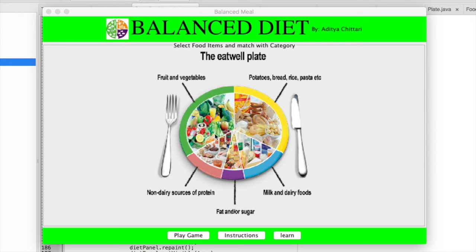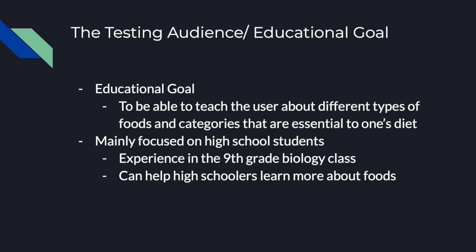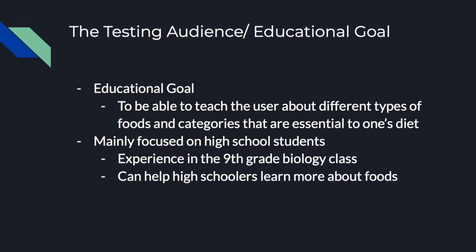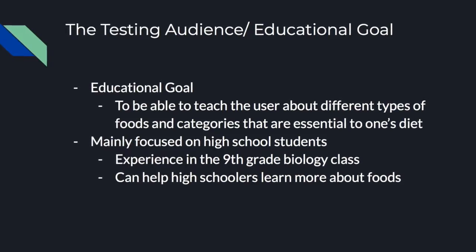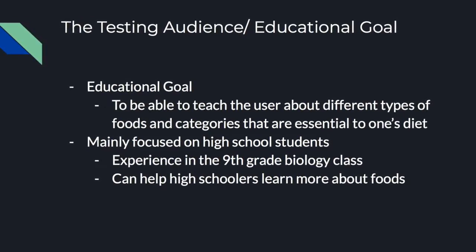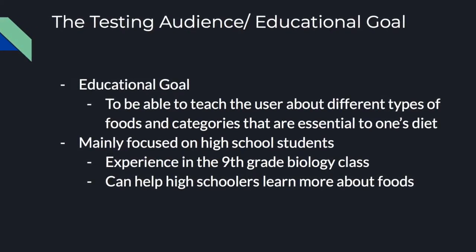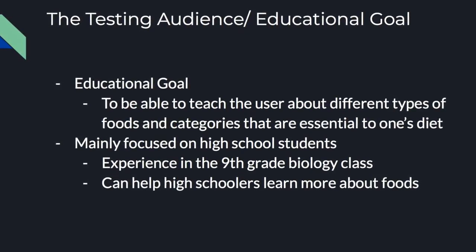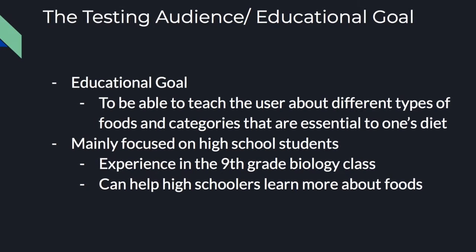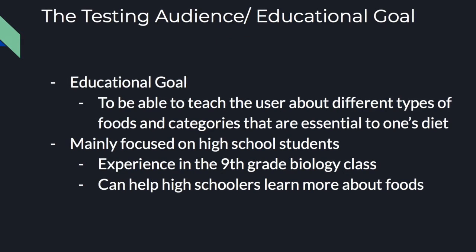Titled Balanced Meal, and as you can tell by the game title, it's about nutrition. The educational goal was to teach the user about different types of foods and categories that are essential to one's diet. My main target audience was high school students because they have experience in the 9th grade biology class when they learn about this unit, and it can also help high schoolers learn more about foods, especially during a stressful time in their lives.